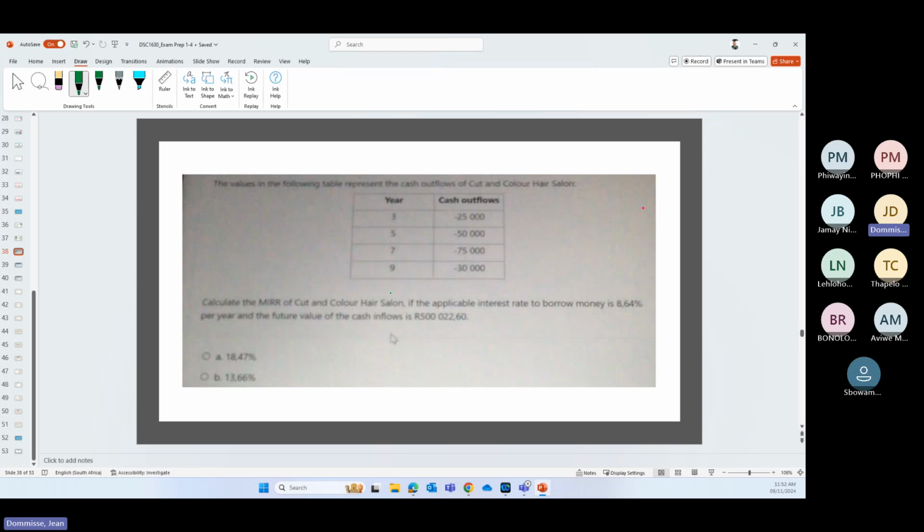Okay, this was also a good one to look at. So we're looking at cash flows, cash outflows. So all of these are cash outflows. With this one, we need to work out, and they specifically say to us, let's just highlight the MIRR. Okay, so we need to work out the MIRR. So let's just quickly write down what that formula is.